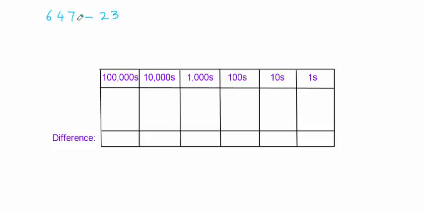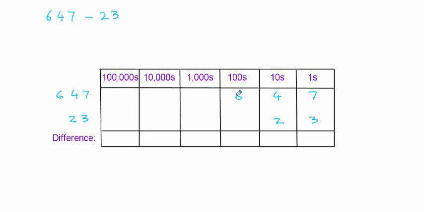Like we did in our addition examples, I'm going to break down each of the two numbers, 647 and 23, into their ones, tens and hundreds and so on. 647 is 600 and 4 tens and 7 ones. And 23 is 2 tens and 3 ones. Let's start from the leftmost digit and start subtracting.